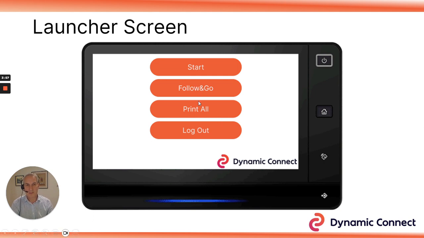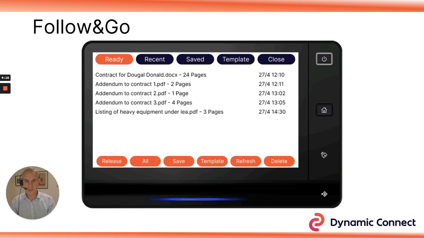You can do Follow and Go. Clicking start will take you back to the main console. We can click print all. So obviously if you click print all, your print jobs come out, click log out, and you're done. But if you want to go into the more detailed view of your print jobs, you can click Follow and Go, which will transition you into the Follow and Go screen.